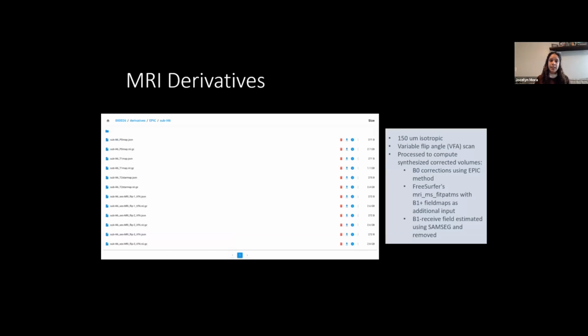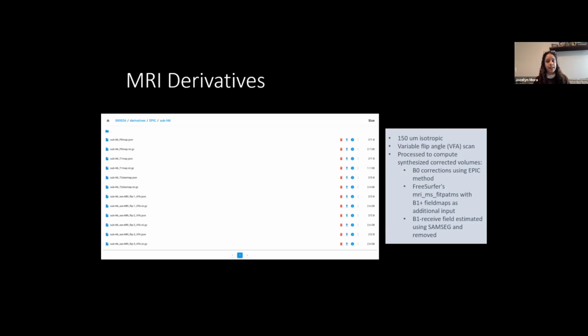And to dive a little bit more into the MRI derivatives, this EPIC method in particular, we have one sample that has made it all the way through the pipeline from MRI to stereology, and that is subject I-46. And this is a bit of an older case. So while we collect 120 micron isotropic MRI now, this sample has 150 micron isotropic, but this is a variable flip angle scan, which has been processed through a series of scripts to compute synthetic volumes, which have been corrected for that B0 and B1 magnetic field inhomogeneity.